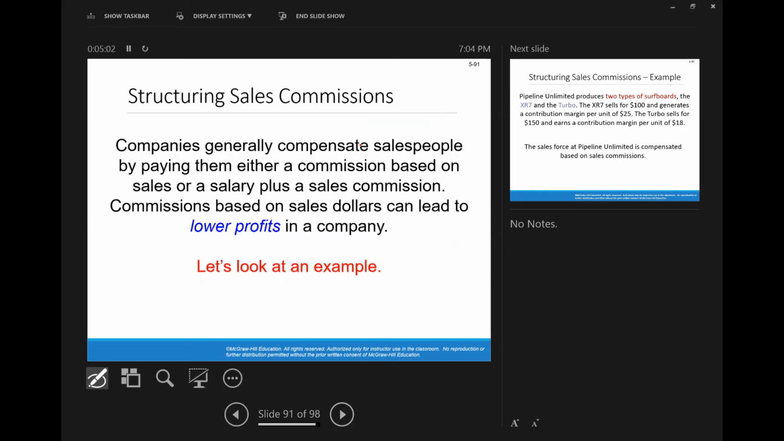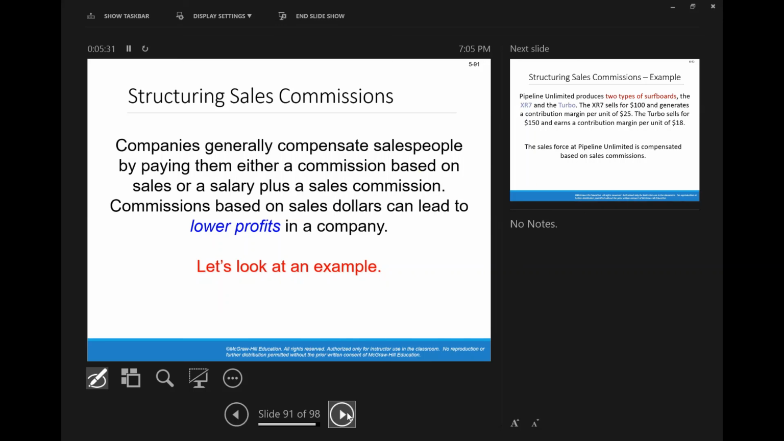Okay, so normally for the sales team, you'll get paid either a commission or you'll get a salary plus commission. So if you're on commission only, usually you get a higher percentage. If you're getting a base salary plus commissions, you usually have a lower percentage on the sales because you're getting a base. So commissions based on sales dollars can lead to lower profits in the company.